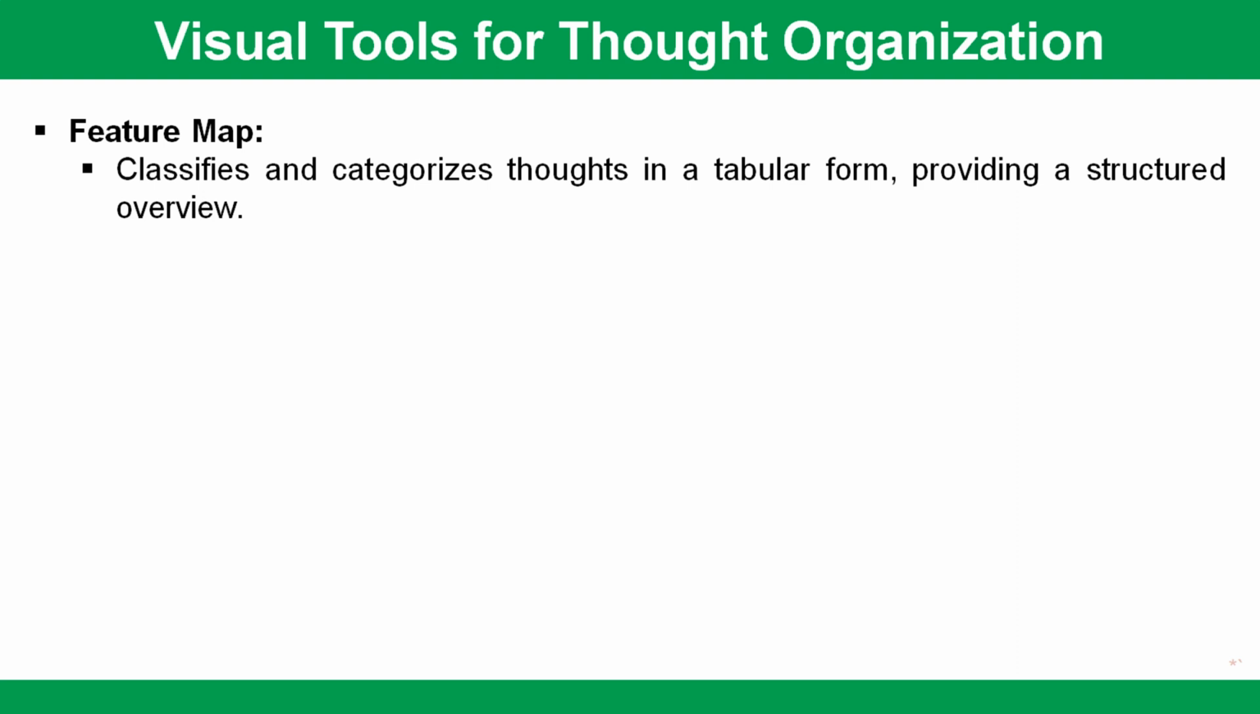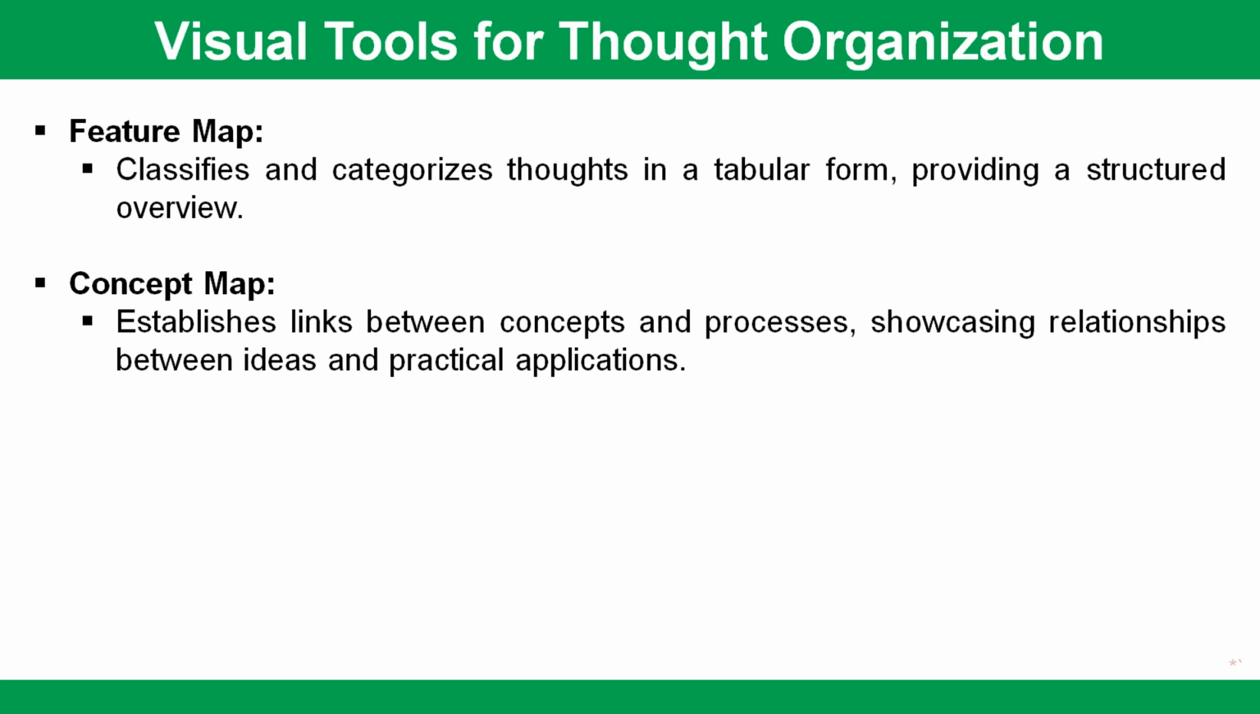Utilize feature maps to classify and categorize thoughts into a tabular form. These maps provide a structured overview, allowing you to organize your ideas systematically and identify relationships between different concepts. Create concept maps to establish links between concepts and processes. These maps showcase the relationships between ideas and their practical applications, helping you visualize complex relationships and understand how different elements interact with each other.